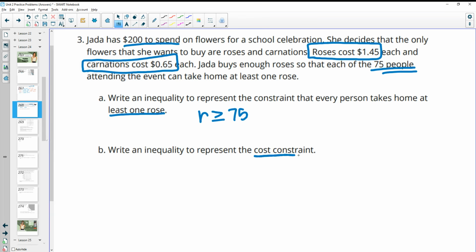And now let's write the cost constraint. So this uses the money. So she's spending $1.45 per rose, plus she's spending 65 cents per carnation. And she needs to spend no more than $200. So she can spend less than the $200 or equal to it.